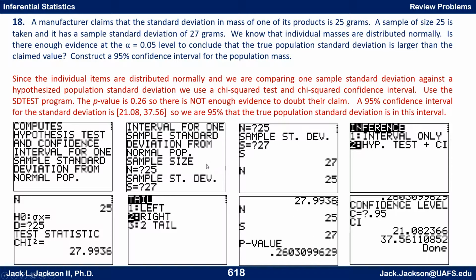And to do the confidence interval, then it's going to ask us for a confidence level, which we put in 0.95, and it gives us this. So we're 95% sure that the true standard deviation is somewhere between about 21 and 38, and they claimed it was 25. So we certainly have no evidence to suggest that they're not telling the truth. So with a p-value of 0.26, much bigger than 0.05.